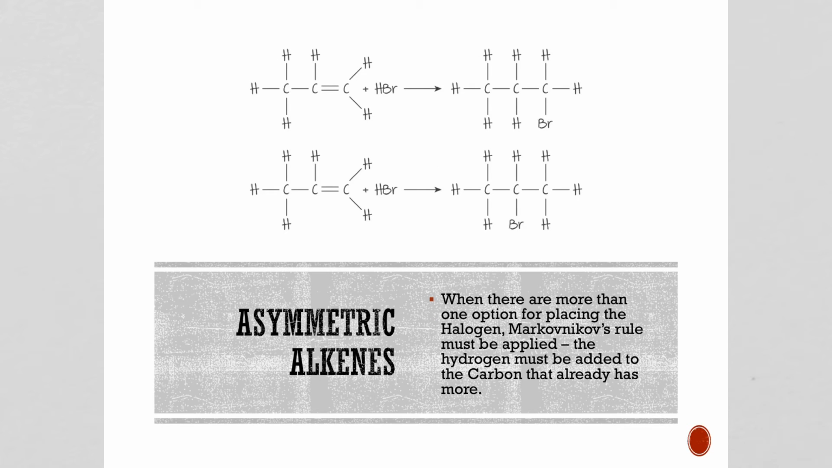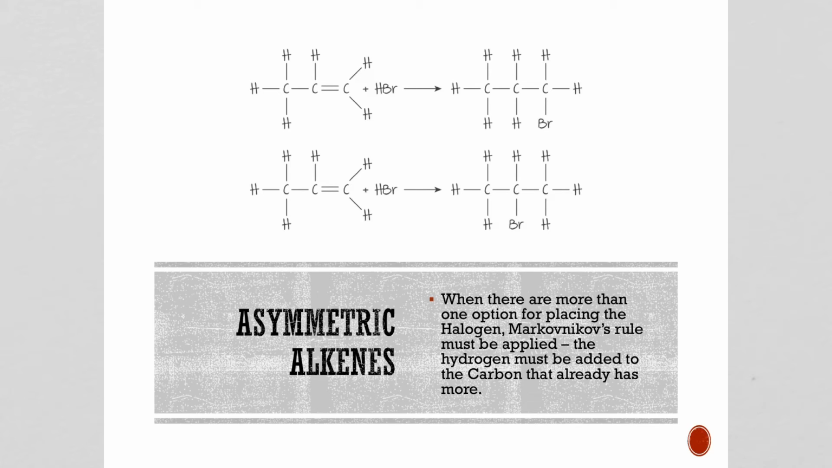So we also need to consider what happens. So far we've looked at symmetric alkenes, so they're exactly the same on both ends, but sometimes there's more than one option for placing the halogen. So it could either go on this carbon or this carbon. So we need to follow Markovnikov's rule, which is that the hydrogen needs to be added to the carbon that already has the most hydrogens.